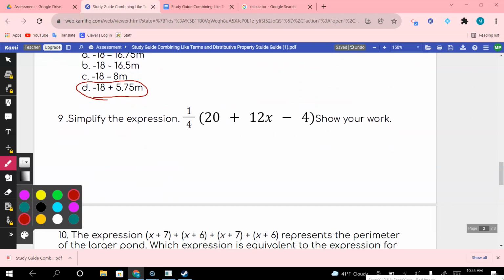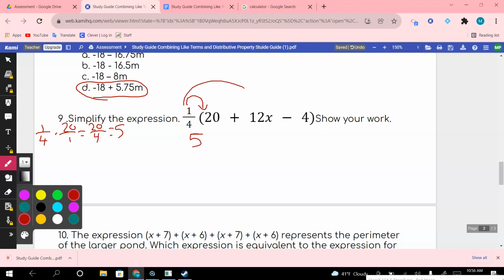Number 9. We have a fraction on the outside, but let's not worry about that. It is not a hard fraction, so let's not think it is. We have 1/4 times 20. Put our whole number over 1, is 20 over 4. It's an improper fraction, so it is going to give me a whole number. 20 divided by 4 is 5. Really it is 20 divided by 4.